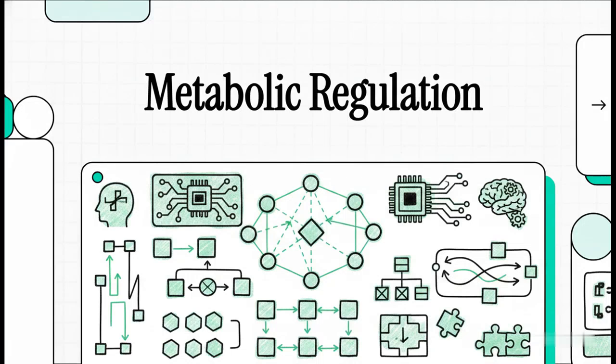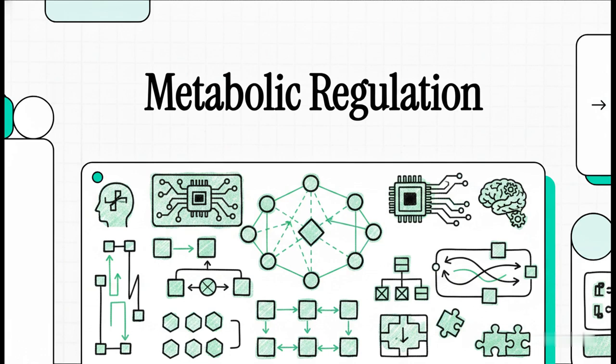Welcome to this explainer. Today, we're taking something that usually gives biology students nightmares, metabolic regulation, and decoding it. We are going to take information that often feels completely overwhelming and distill it down into a crystal clear visual logic, basically transforming a massive list of enzymes into a highly organized biological computer network.